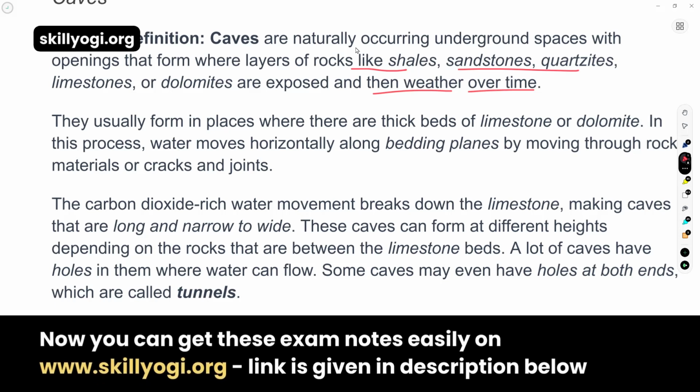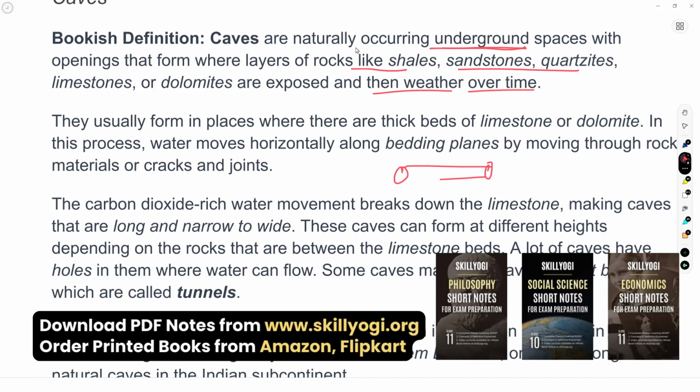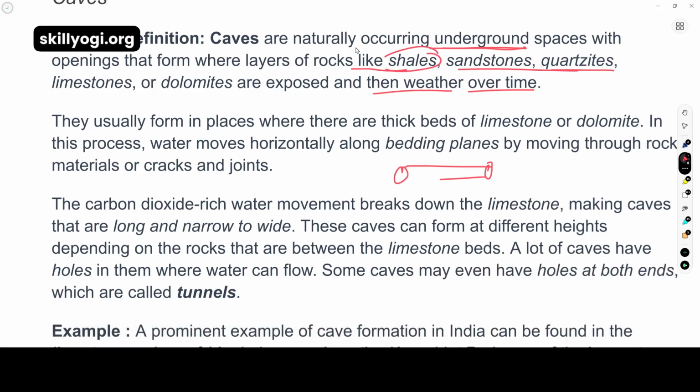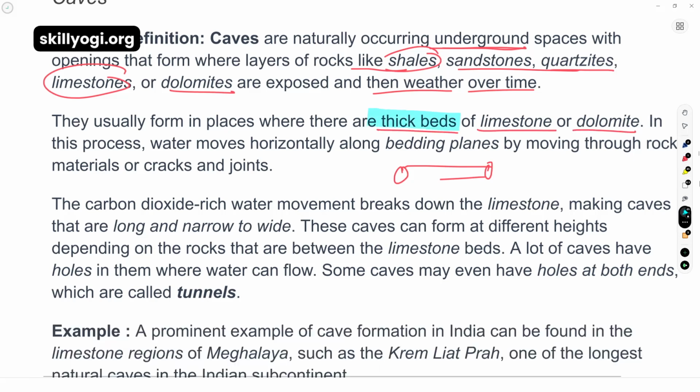So what is a cave? Caves are naturally occurring underground spaces with openings. So both sides it is open, right? That form when layers of rocks, so what kind of rocks? It is shales, sandstones, quartzites, limestone, and dolomites. It can be any of them, or a combination of them, which are exposed to weather over a period of time. They usually form in places where there are thick beds of limestone and dolomite. Very important stuff.